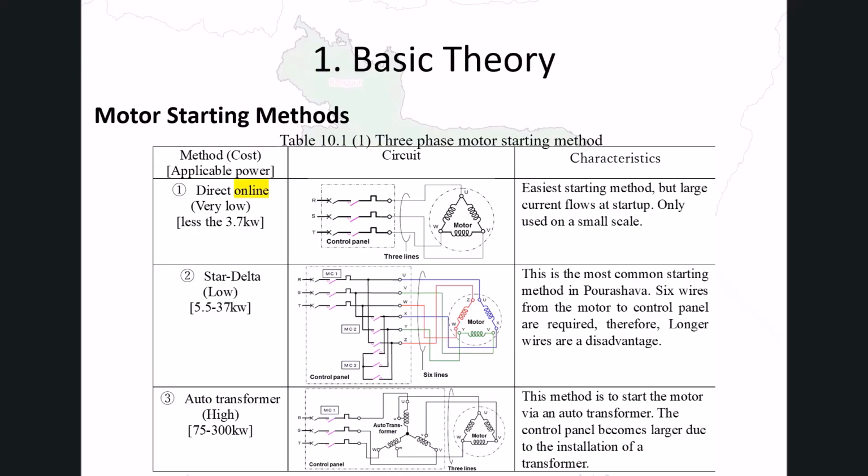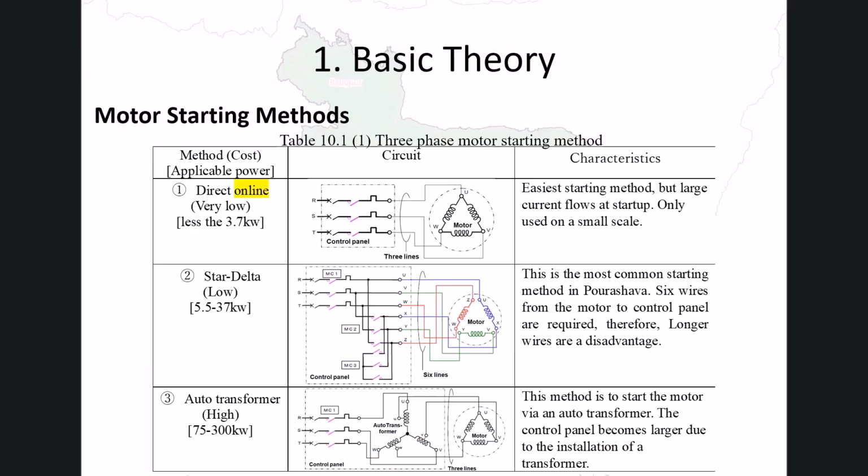Next, star delta starting is a commonly used starting method for medium capacity motors. In this method, the motor is first started in a star connection and then switched to a delta connection after the rotational speed increases. This switching reduces the starting current. However, this method requires 6 wires between the motor and the control panel. As a result, longer wiring distances can be a disadvantage in terms of installation. Despite this, it is widely used because it can reduce starting current at relatively low cost.